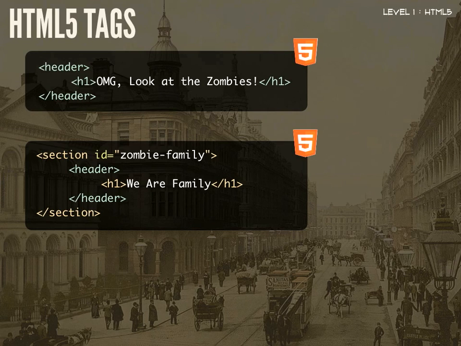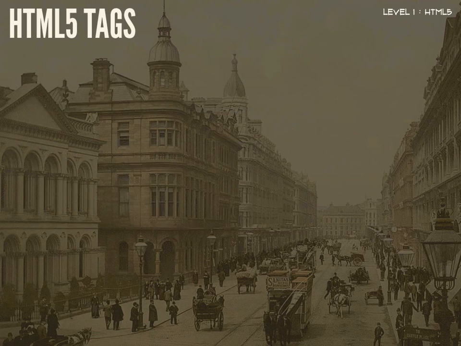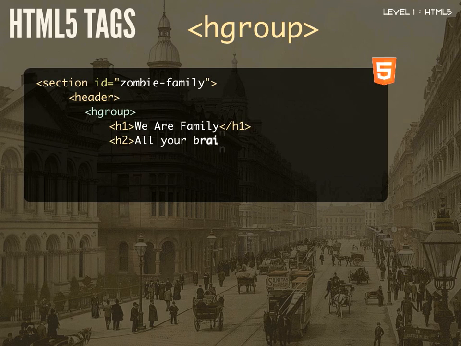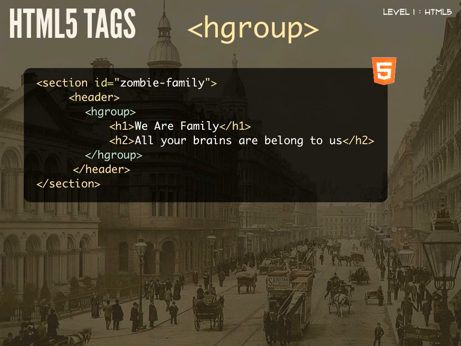So let's say we have a section ID zombie family and we'd like to have a header in that. It's perfectly fine. We can just add our header tags, add an H1, we are family, and that's semantic markup. Let's also say we wanted to add a tagline. So in addition to the we are family heading, we wanted to say all your brains are belong to us. We can do this and even organize this more effectively by including an hgroup. And basically what this is, is just a nice grouping of related information within a header tag.